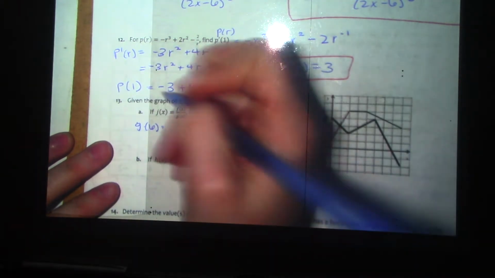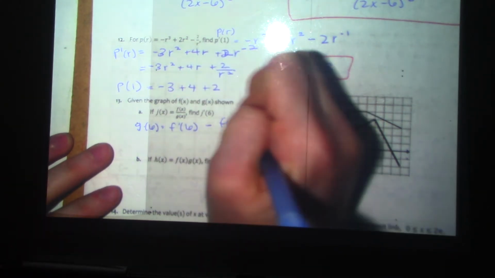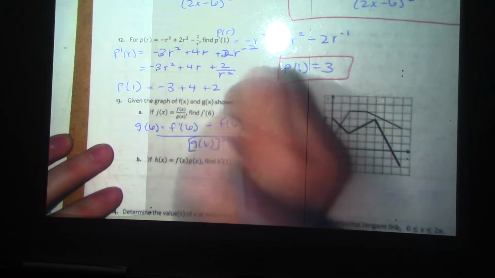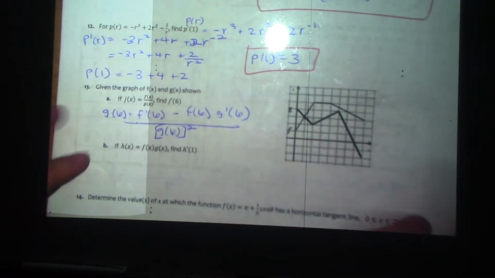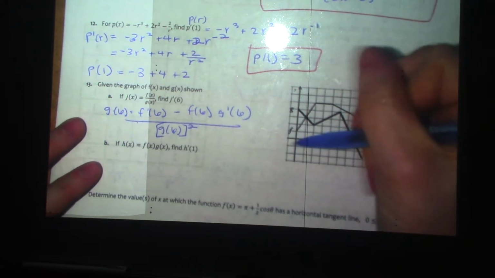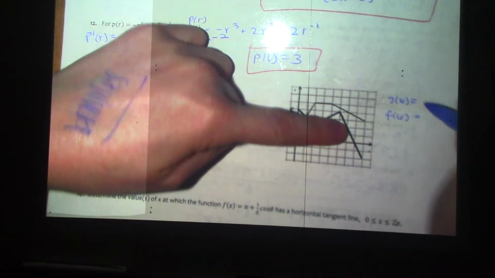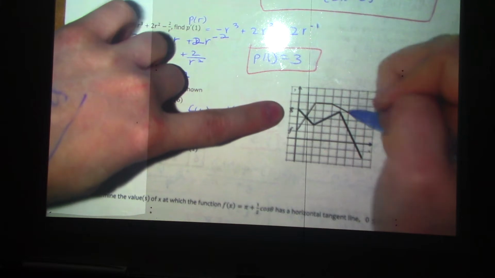And from my graph, so f over g is just quotient rule, so low g, d high, or low d high would be f prime, minus high, d low is g prime, underneath the low squared goes. And then now we just go to the graph. We need to find what g of 6 is, we need to find what f of 6 is, so 1, 2, 3, 4, 5, 6. This is g, so g of 6 is 2, and f of 6 is 4.